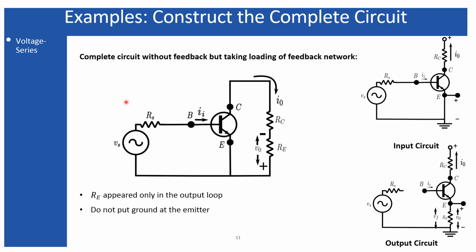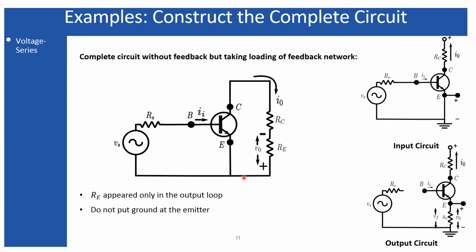Therefore, this is the total circuit, where I have converted the with feedback network into the without feedback network. You can see this is the input circuit and this was the output circuit, and combining these two circuits, I have obtained the complete circuit where Re, this emitter resistance, is appearing only within the output loop and is absent within the input loop. So for this particular type of voltage series feedback, Re doesn't appear in the input loop, but it is appearing within the output loop.